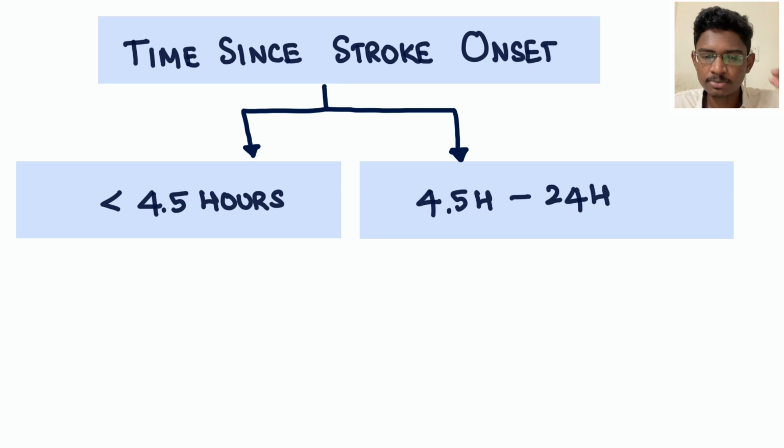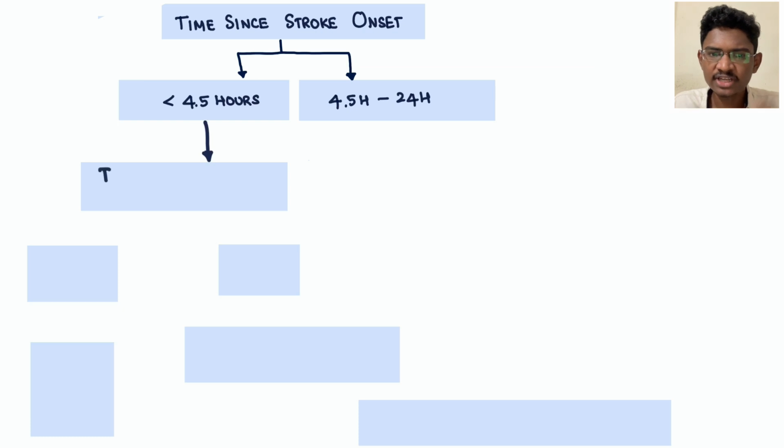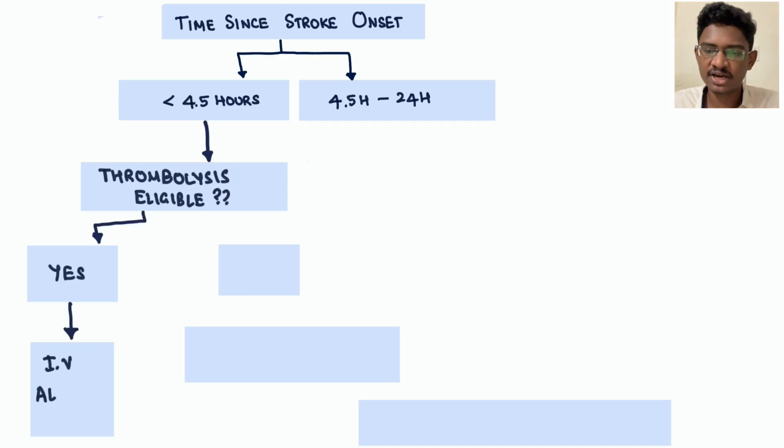Next, come to management of acute ischemic stroke. So as I told, time since onset of symptoms. Some might tell that the patient was talking well yesterday night and today morning he is found to be having this deficit. In that case, you should take the time when the patient was last seen normal. So that will become more than 6 to 7 hours if the patient has slept. Okay, so you should keep that in mind.